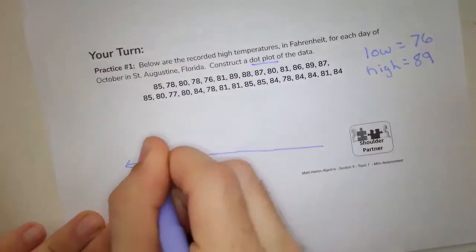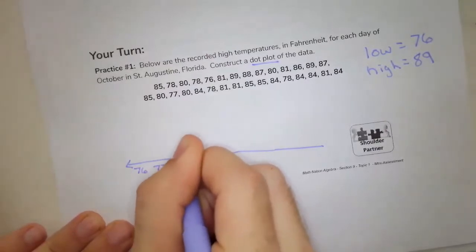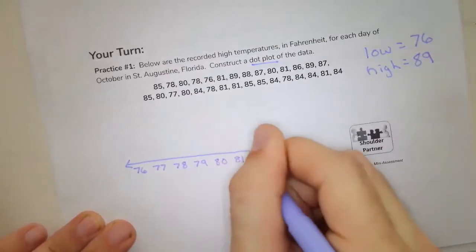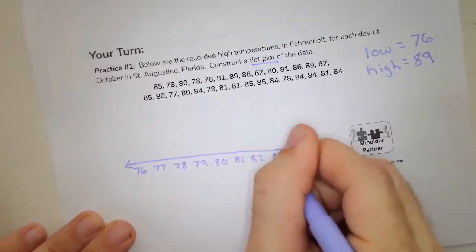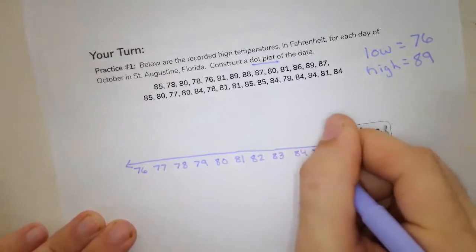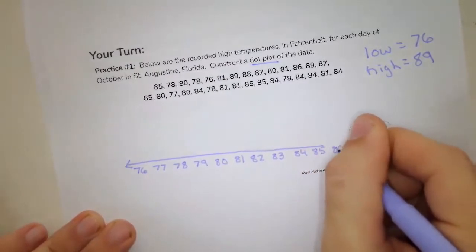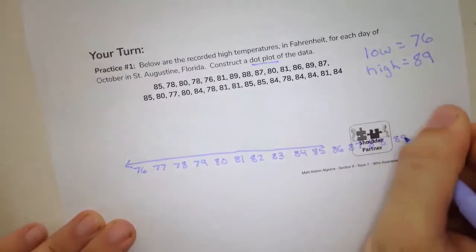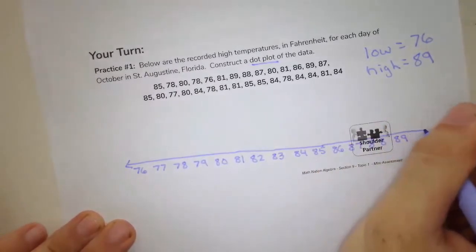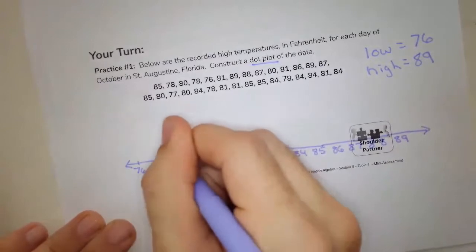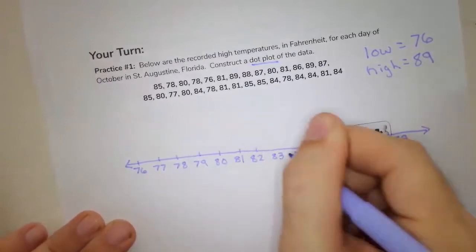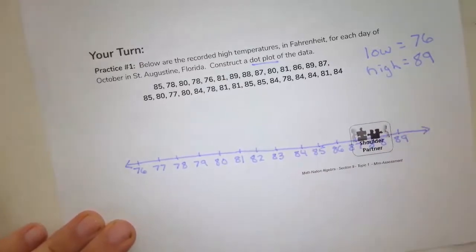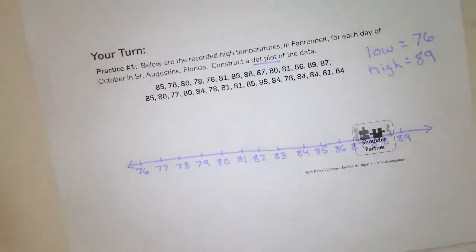So 76, 77, 78, 79, 80, 81, 82, 83, 84. That's a little annoying. 86, 87, 88. I'm running into the image. So 89. It's a little bit easier if you put these little notches. You can see it a little bit better. All right, so there's our number line.